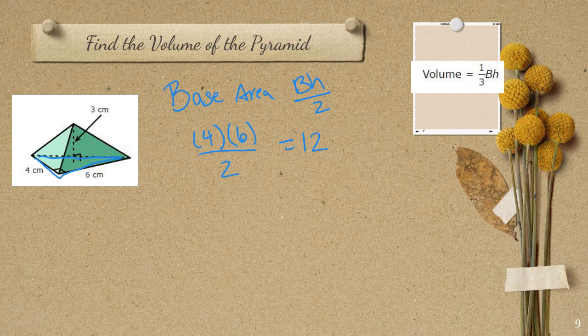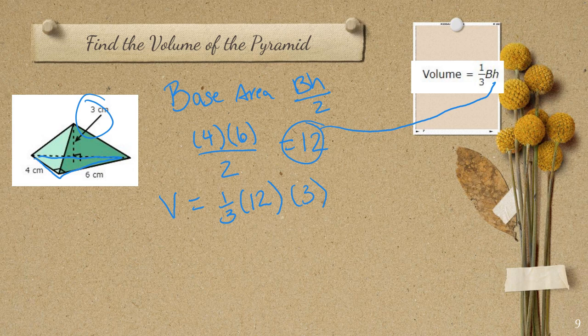So now I plug in 12 for my capital B in my formula. So now the volume is going to equal 1/3 the area of the base I just found, 12, multiplied by the height, which is 3. So I have 1/3 times 12. 1/3 of 12 equals 4. So now I have 4 times 3. And what is 4 times 3? That equals 12. And what is my measurement? Centimeters. So my answer is that the volume equals 12 centimeters. And is it squared, cubed? What is it? It's cubed. Good job. So the volume equals 12 centimeters cubed.